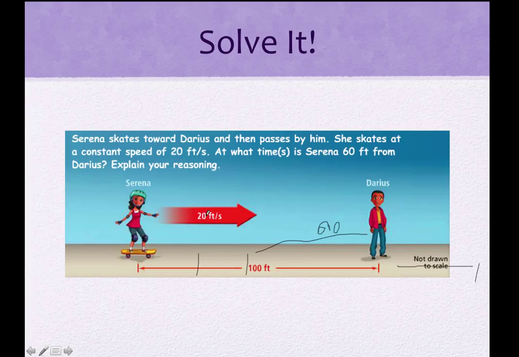So again, every second is 20 feet. So here's 20 feet. Here's another 20 feet. That's 2 seconds. So at 2 seconds, she's 60 feet away. And then here's another 20 feet. That's 60. Here's 80. Here's 100. Then 20, 40, 60, so 2, 3, 4, 5, 6, 7. Here's 8 seconds. She's also 60 feet away. And so 2 and 8 seconds.